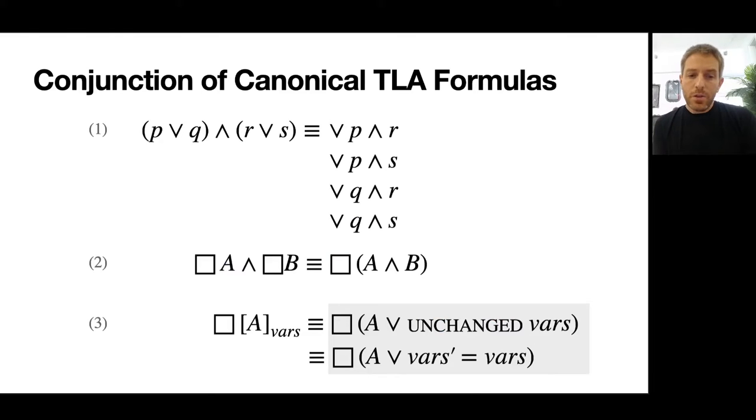To rewrite the two box action clauses into one, we'll use some logical identities. Number one, we know from propositional logic that conjunction and disjunction distribute over one another. Number two, we know that in temporal logic, box A and box B is equal to box (A and B). Finally, we know in TLA, box square brackets action subscript vars is equal to box (action or unchanged vars). The shaded area has formulas that aren't well formed in TLA, but we can use them to make a correct deduction.